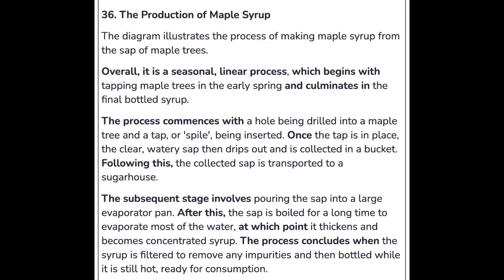36. The production of maple syrup. The diagram illustrates the process of making maple syrup from the sap of maple trees. Overall, it is a seasonal, linear process, which begins with tapping maple trees in the early spring and culminates in the final bottled syrup. The process commences with a hole being drilled into a maple tree and a tap, or spile, being inserted.